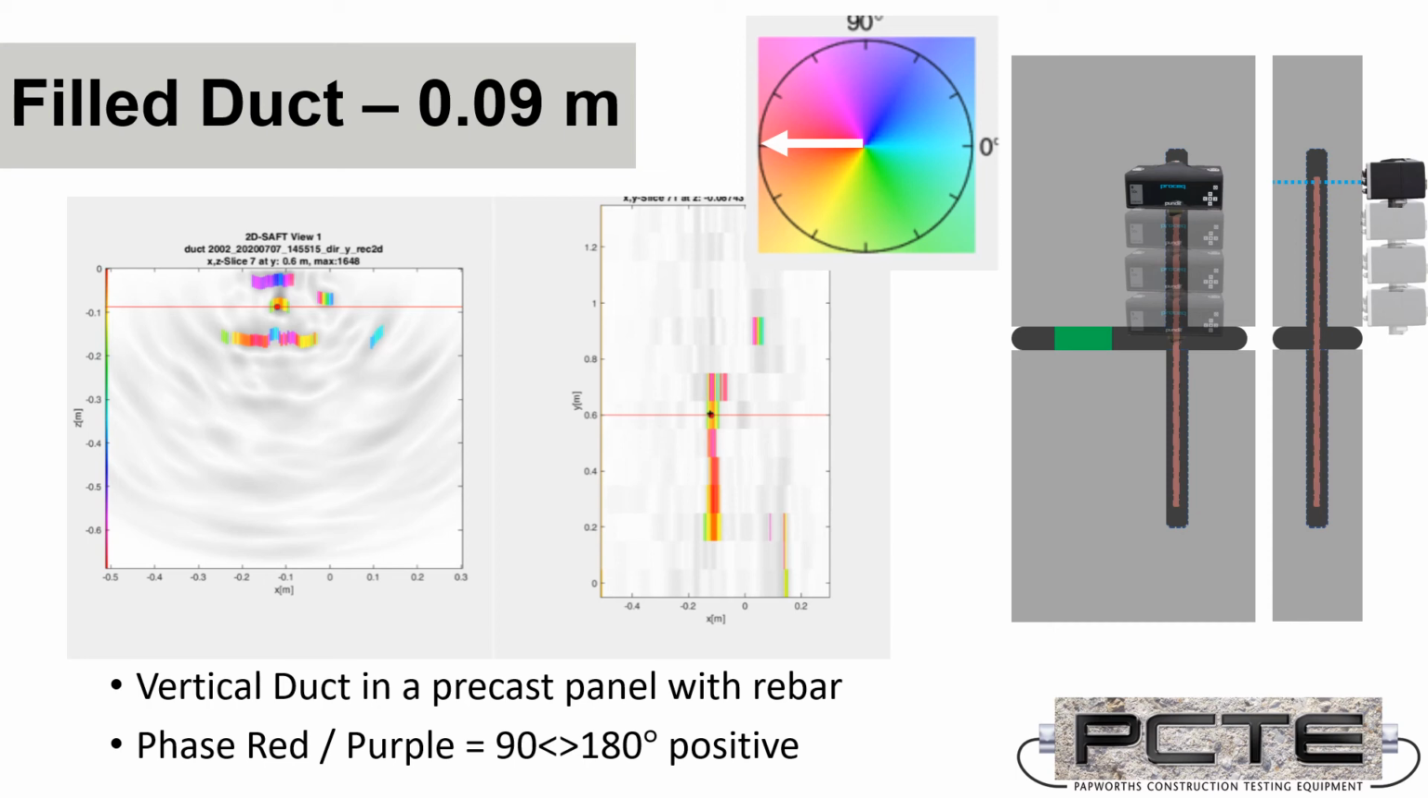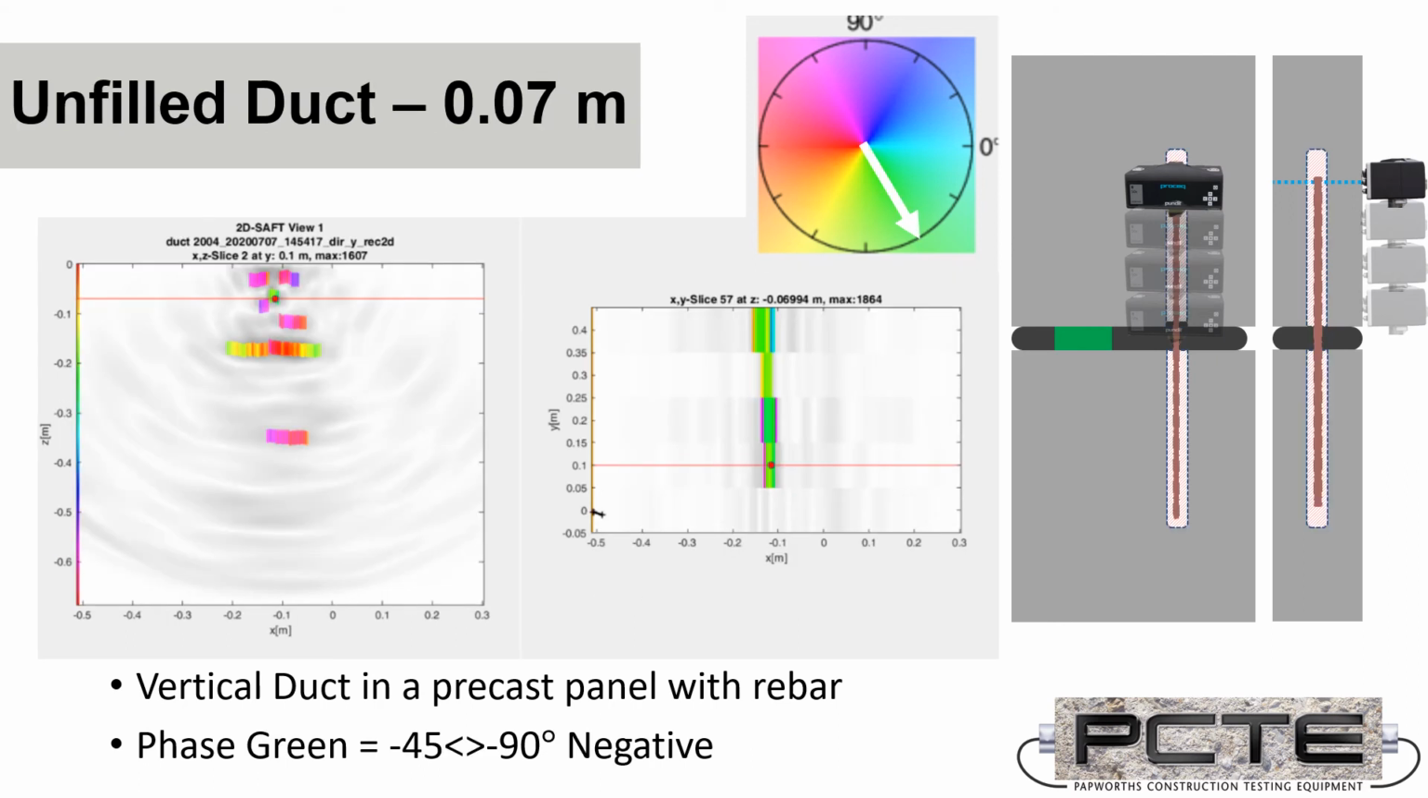Now, taking the same measurements over an unfilled duct, the geometry in this case limited the ability to place the array only to the top half of the duct. So the C-scan on the right is half the height, but we have in this case a phase shift result in the green section of the phase graph. Somewhere between -45 and -90 degrees negative phase shift is the result on a completely empty duct, a duct to which no grouting has been completed.